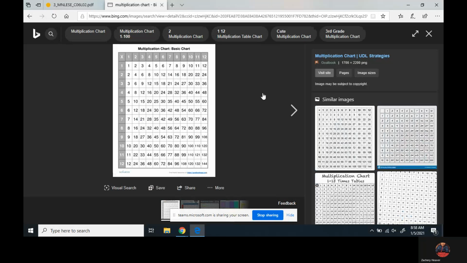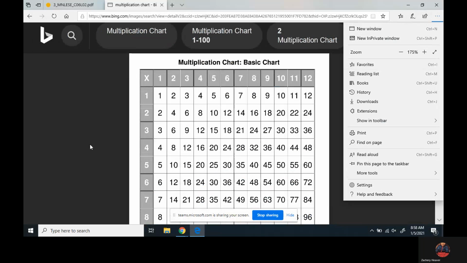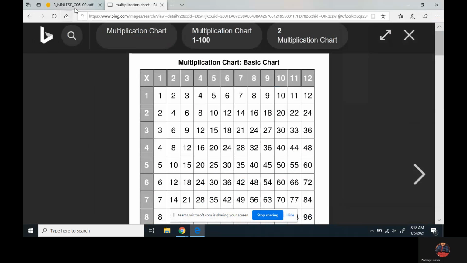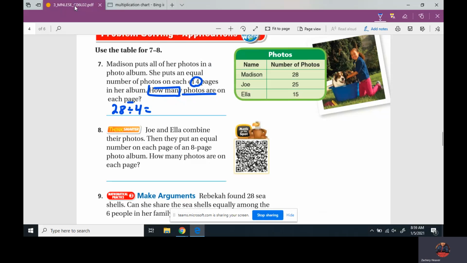So if we look at 4, let's look at our 4s. Because this is 28 divided by 4. Let's count how many it takes to get to 28. So we can't count this one because this is the actual number. So 4 times 1, it would take 1, 2, 3, 4, 5, 6, 7. So the answer actually is just 7.